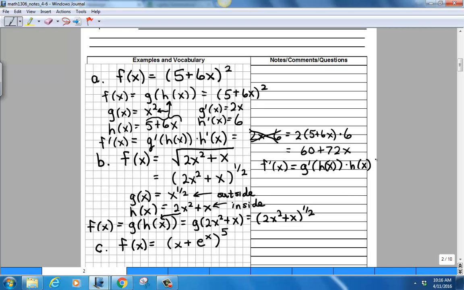Okay? So, whoops. I was supposed to write a prime here because this is the rate of change of the function h. All right? So see, the chain rule says I'm going to take the rate of change of the function g, and I'm going to take the rate of change of the function h. Hopefully those will be easy to find because these are two simpler functions, and then I'm going to multiply those two rate of change functions together.